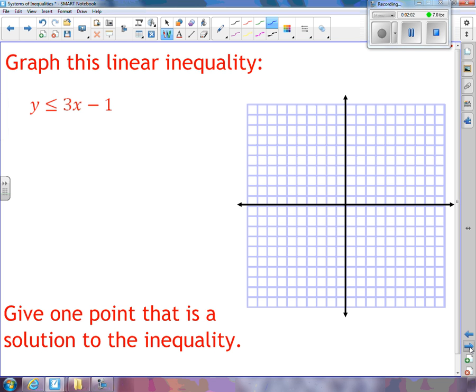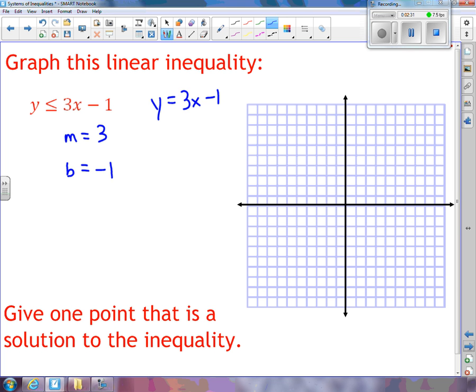So here we're going to try to graph this inequality: y is less than or equal to 3x minus 1. I think that you guys feel comfortable with graphing this line, y equals 3x minus 1. It's a very similar process. There's just two differences. The beginning part is the same. We still look for the m and the b. The m is still the slope, the 3. The b is still -1, the y-intercept.